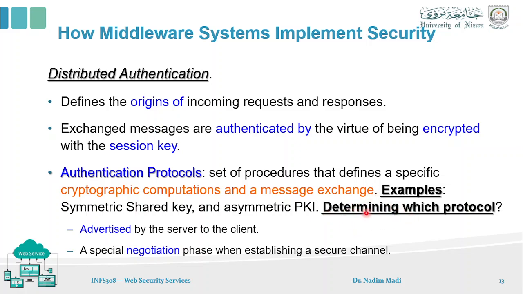How can we determine the proper method of the protocol? This can be determined in two ways. First, it is advertised by the server to the client, or there is a special negotiation between client and server, or between the middleware and the server, where the middleware is talking on behalf of the client.